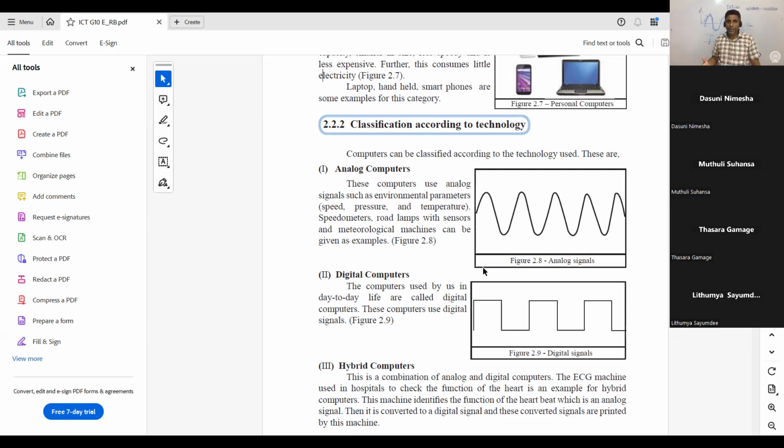To capture the speed, you have speedometers, right? To capture the temperature, you have a thermometer, right? Pressure, there is certain equipment, right?